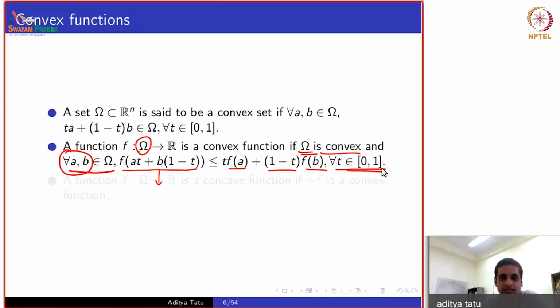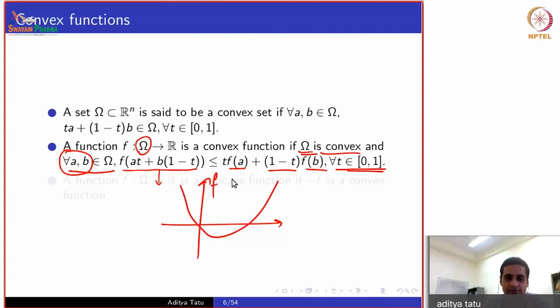Okay, I'll show you a few examples in the next slide, but I can draw a picture to visualize this. Let's take this function f, and let's say omega is the entire set of real numbers. Take 2 points, say A and B. The value of f at A is this, and the value of f at B is this, right?